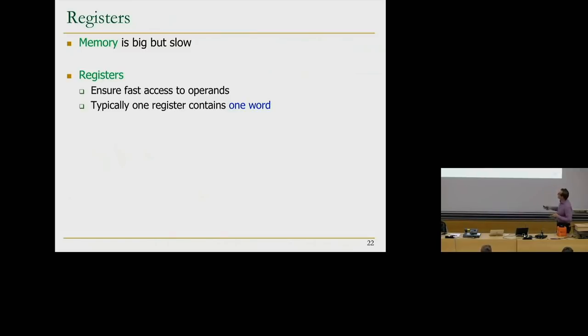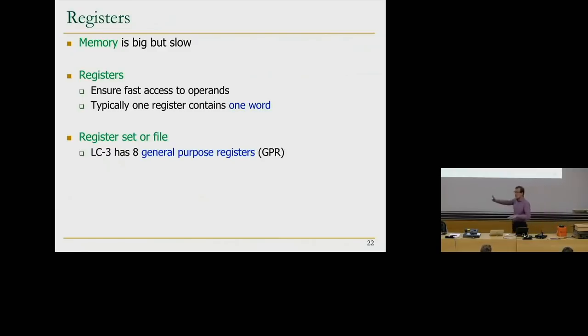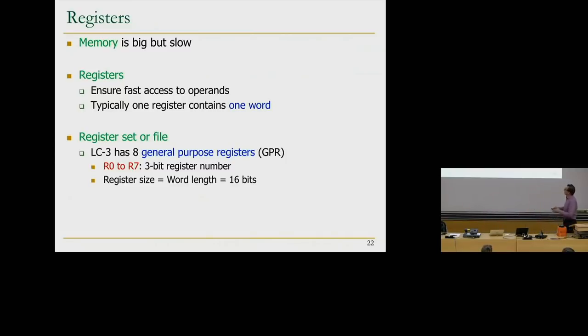So typically, one register contains one word. There are exceptions to that in real life today, but we're being simple over here. A register set or register file is a set of registers, basically. So for example, this is the set of registers that's visible to the programmer, the assembly programmer, or the compiler. LC3, for example, has 8 general purpose registers, register 0 through register 7. So you have a 3-bit register number. That 3-bit register number is encoded in the instruction, as we will see later, and that indicates which register the instruction is operating on. Okay, that's one example. In LC3, the register size is the word length, which is 16 bits.